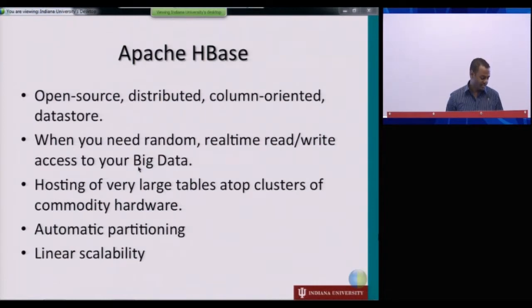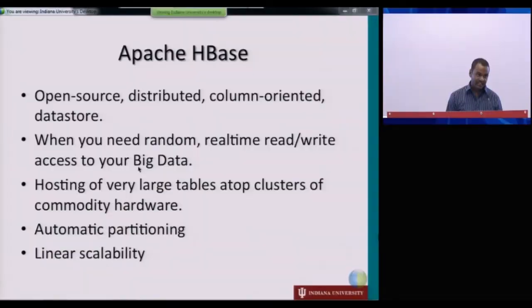Apache HBase is an open source distributed column-oriented data store, which supports storing as well as processing very large amounts of data using commodity hardware. HBase is distributed because it supports storing this data across nodes and processing the data on those nodes. These nodes are just commodity nodes interconnected using normal GigE or normal network interconnects.